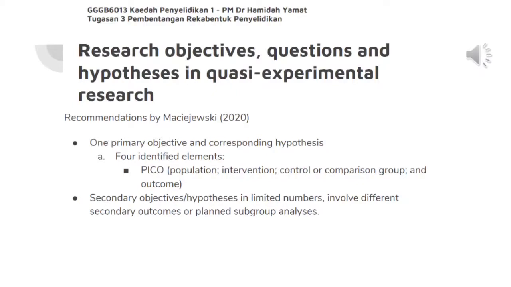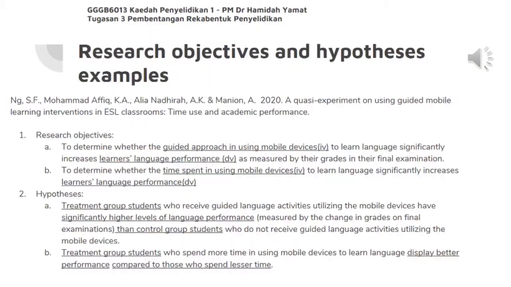Furthermore, Massachusetts 2020 recommends that in quasi-experimental research, it should include one primary objective and corresponding hypothesis, with four identified elements written in it, which are P for population, I for intervention, C for control or comparison group, and O for outcome, followed by secondary objectives and hypotheses in limited numbers, which may involve different secondary outcomes or planned subgroup analysis.